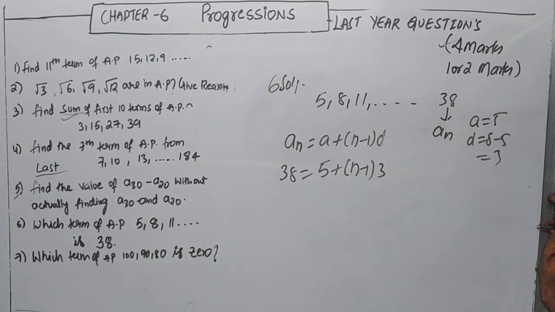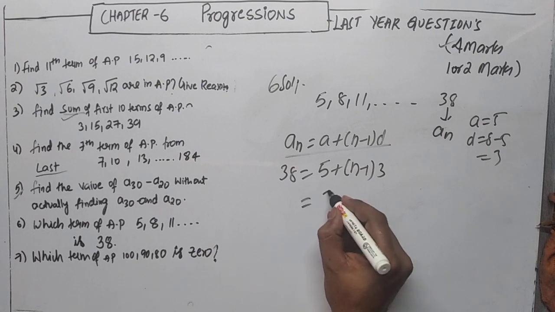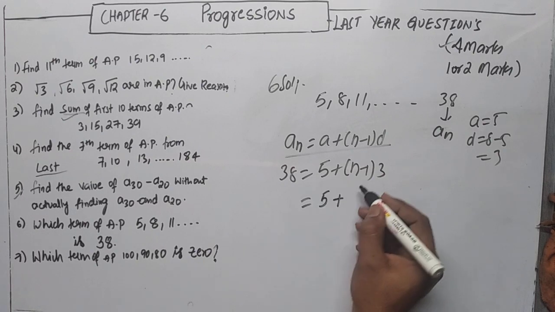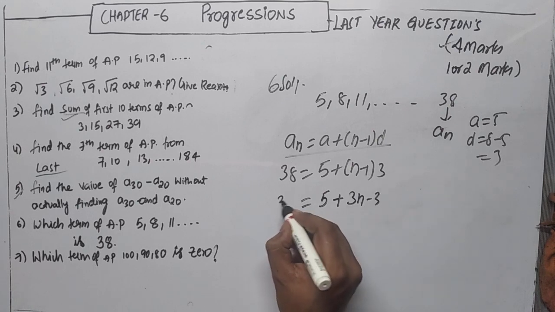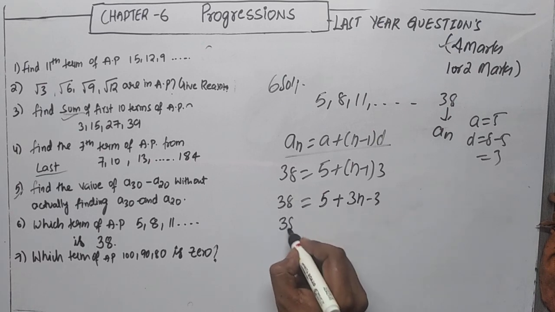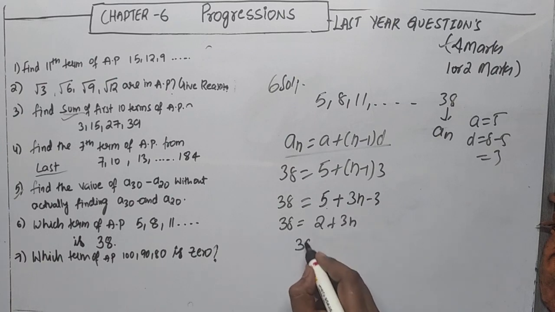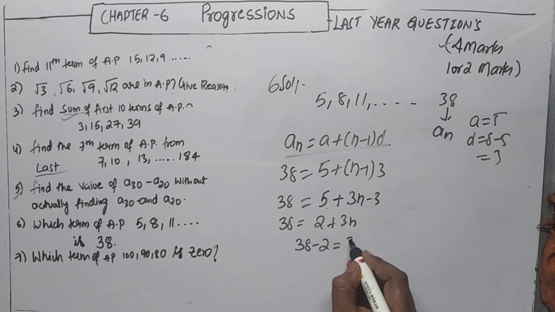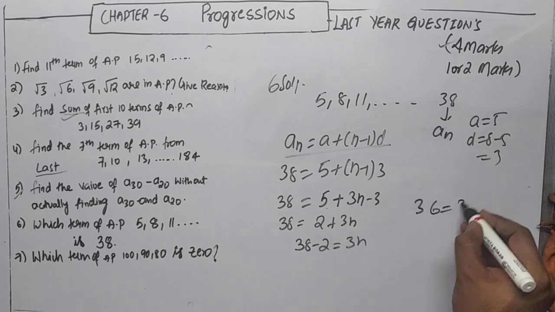So I'm just substituting in the nth term formula. So 5 plus 3n minus 3. Here we have 38. So 5 minus 3 is 2, 2 plus 3n. Send this 2 to the right side, so we'll get 38 minus 2 is equal to 3n. So this will become 36. So 36 is equal to 3n.